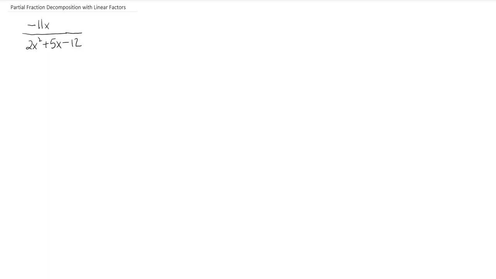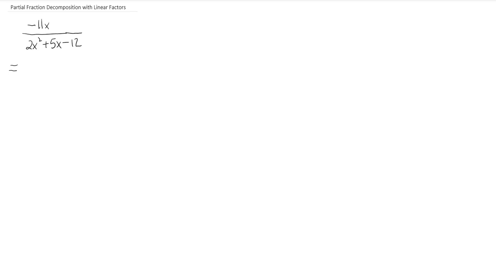All right, let's perform partial fraction decomposition with this rational function. Let's see what we can do. So the first thing you want to do is factor. Well, actually, I take that back.